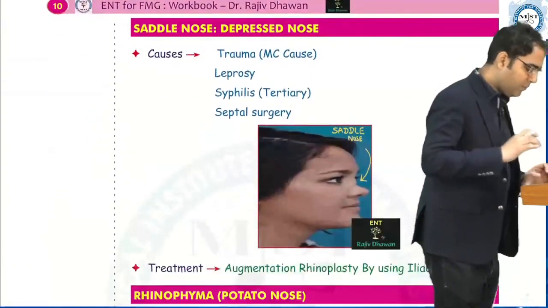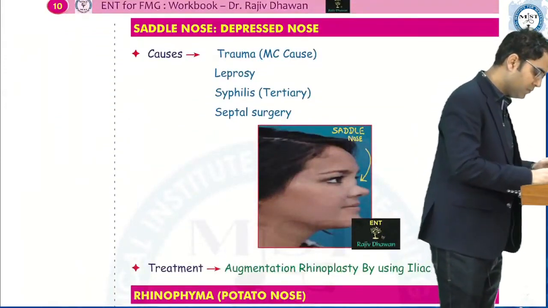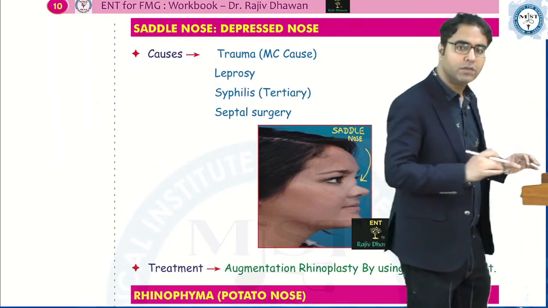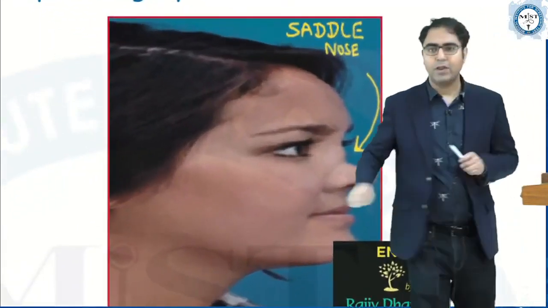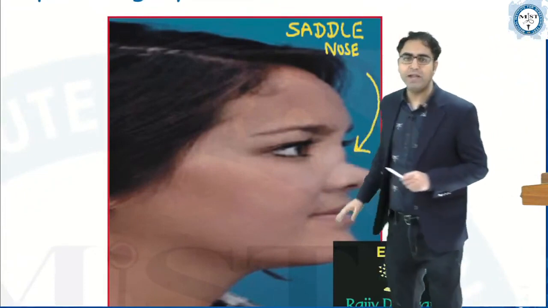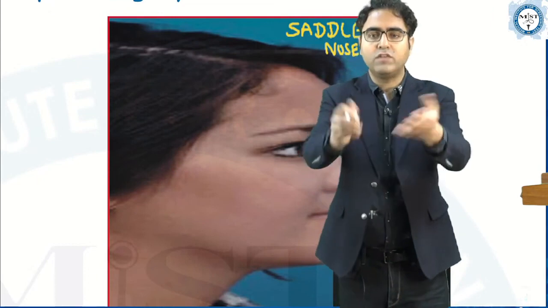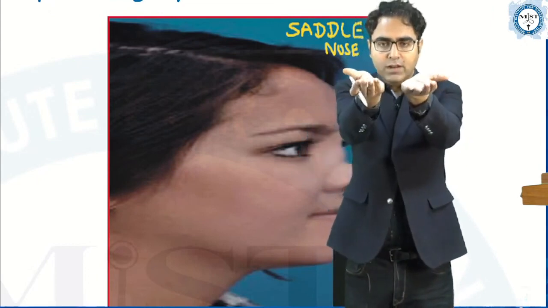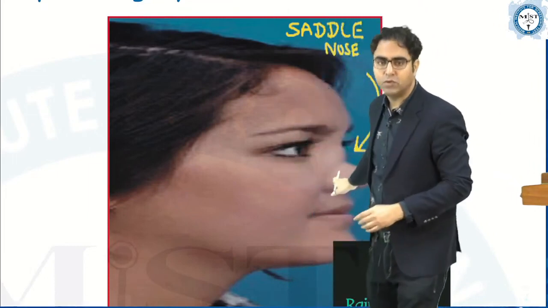Now saddle nose. Saddle nose is depressed nose. Can you see saddle nose? Can you see there is a depression here? What is saddle? In English, saddle is horse's saddle, the thing on which you sit on a horse. Saddle means depression. Saddle nose is depressed nose.